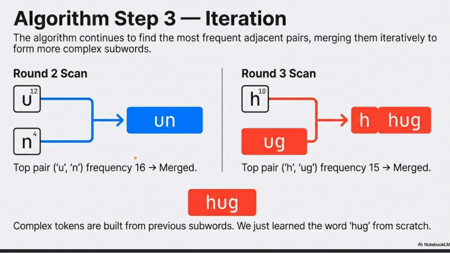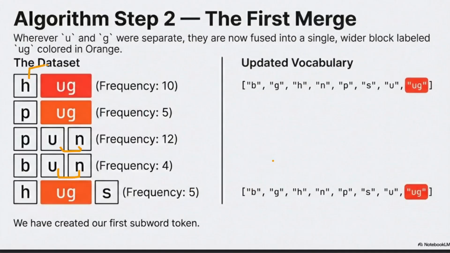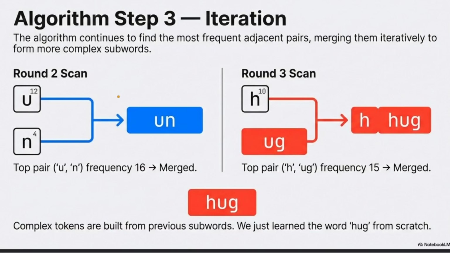So we merge them into the token UN. In the next pass, we see that the letter H is frequently followed by UJ, which, as we said, is one token. So this is the next most frequent token-to-token pair. This is how the BPE builds longer words. We start small and recursively combine parts to form the whole words.